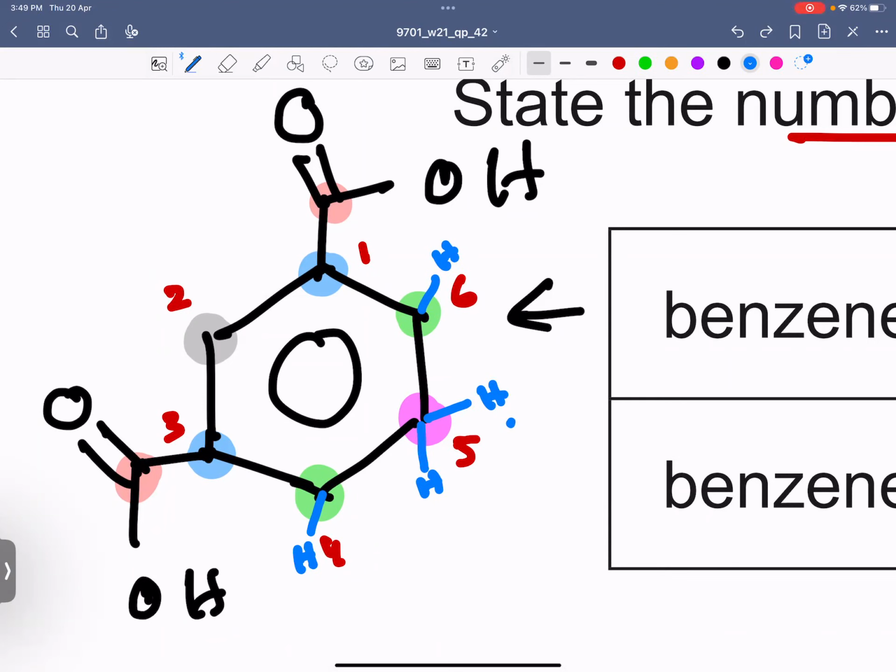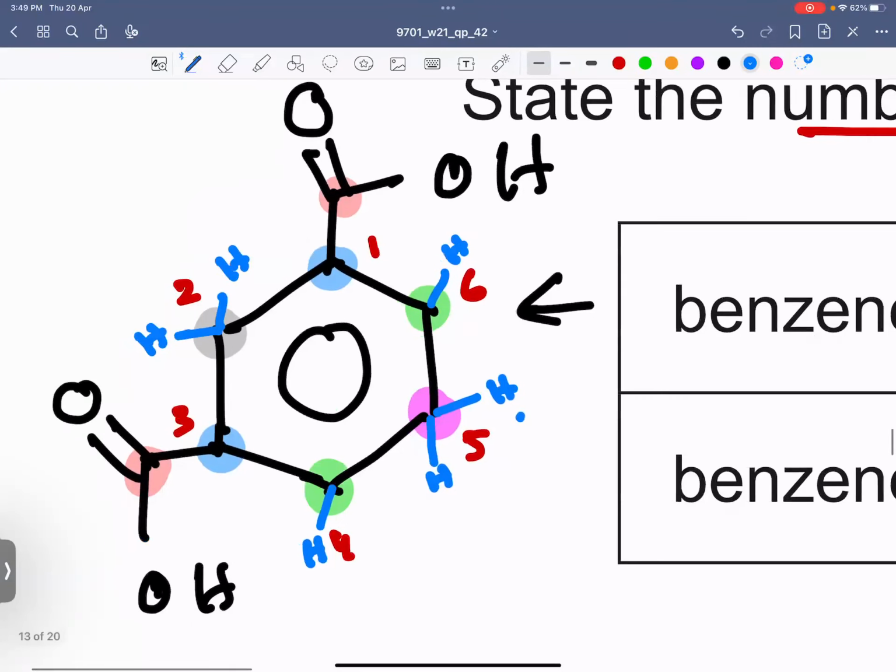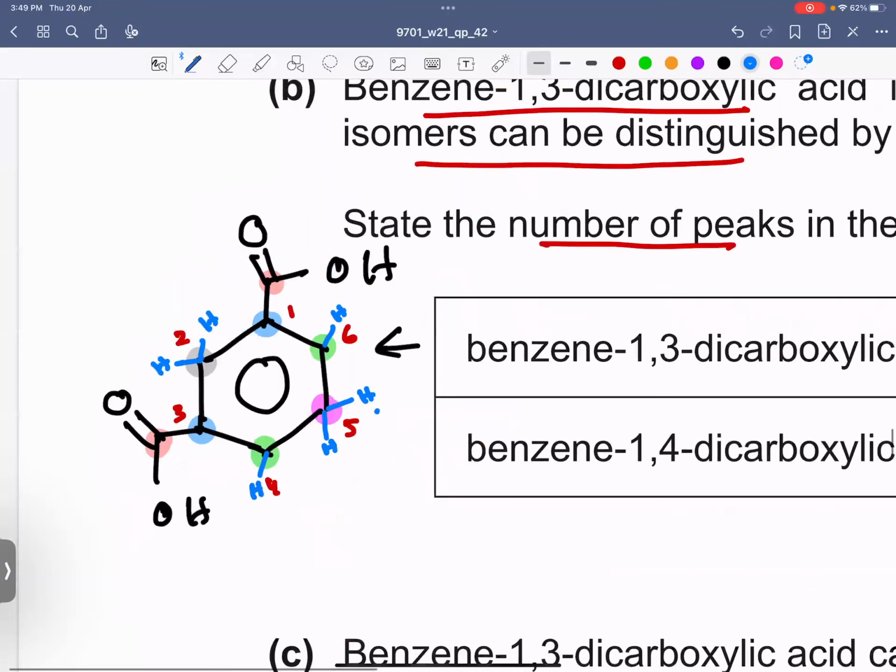So in this way, if you see over here, in this structure, benzene 1,3 dicarboxylic acid, we have 5 environments. If you still have any confusion, do ask.